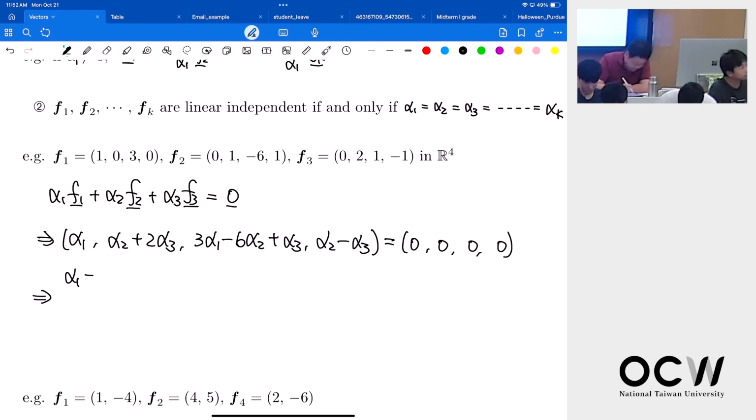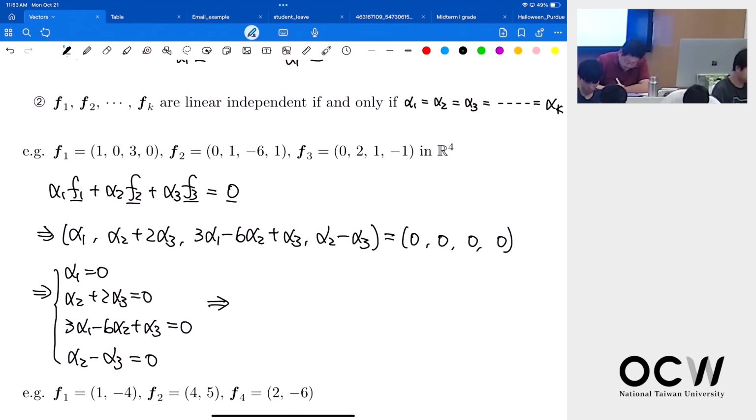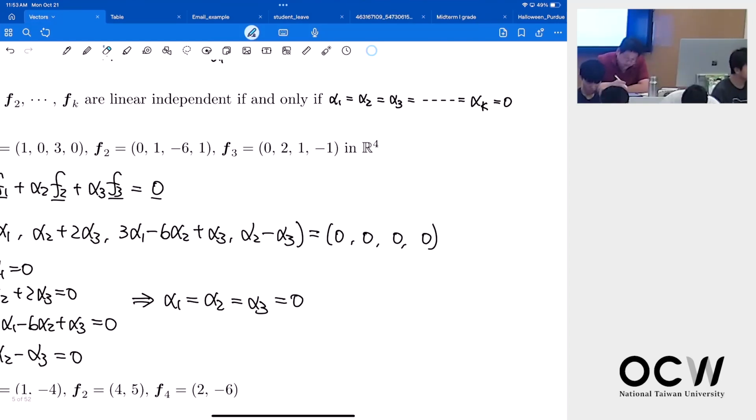So alpha 1 should be 0. Alpha 2 plus 2 alpha 3 should be 0. 3 alpha 1 minus 6 alpha 2 plus alpha 3 should be 0. Alpha 2 minus alpha 3 should be 0. And then we get alpha 1, alpha 2, and alpha 3 are all zeros. That means they are linearly independent.